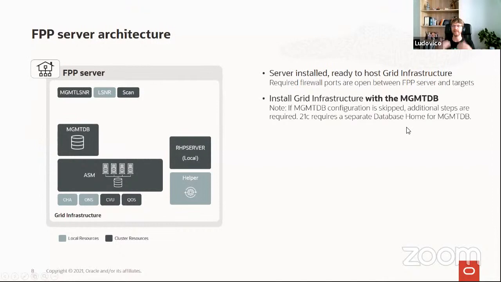So when you set up the FPP with 21C, you have to set up grid infrastructure, create a new Oracle home, a database Oracle home specific for the management database, and create the management database with that Oracle home. So it's an additional step to configure it, but it's nothing overly complex. So in the normal cluster configuration, you will have all those components, okay?